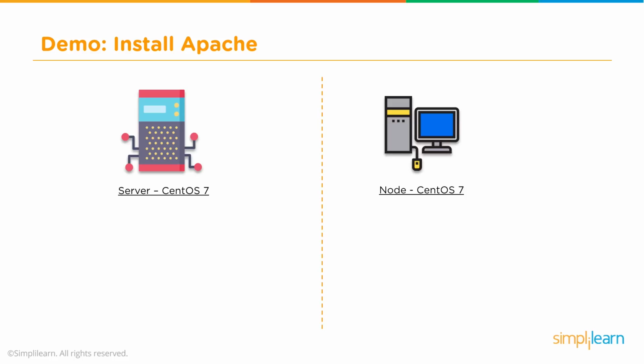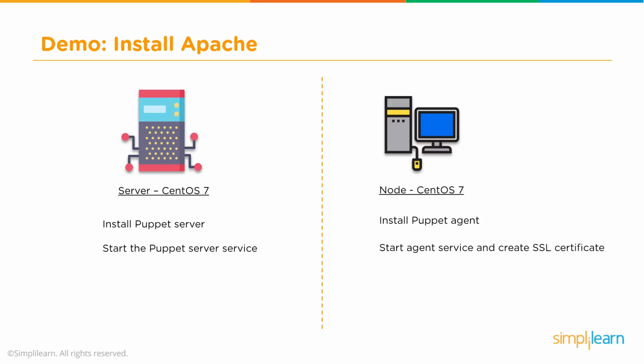So before we move on to the actual demo, I'll just take you through the various steps. So first we'll install the Puppet server on our server or master machine. We'll then start this server service. We then shift over to our node or the client machine and we'll install the Puppet agent service. We will then start this service too. And the minute you start the Puppet agent service, an SSL certificate is created. So this certificate will have the host name of your node attached to it.